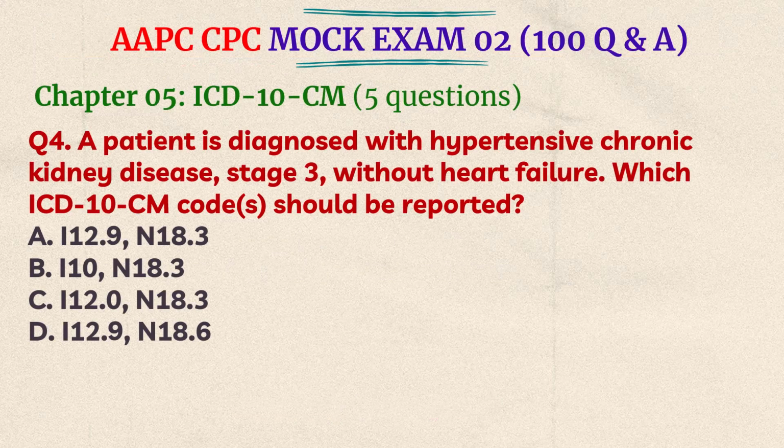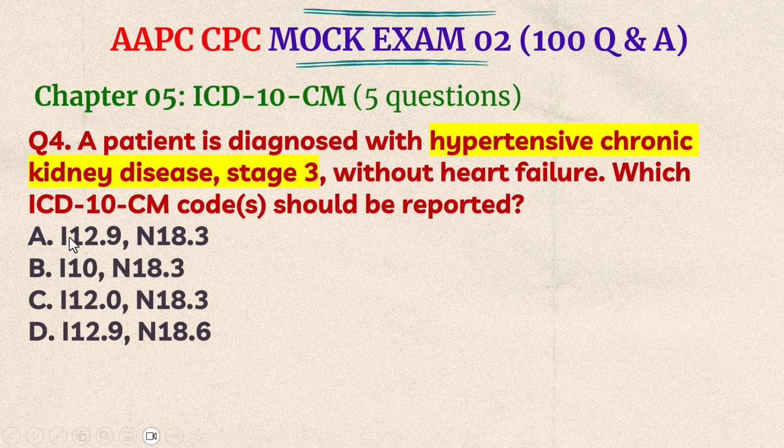Question number 4. A patient is diagnosed with hypertensive chronic kidney disease, stage 3, without heart failure. Which ICD-10-CM codes should be reported? So there are 4 answers available. Take your ICD-10-CM code book and find the answer. Here you have to highlight this is hypertensive chronic kidney disease stage 3. When you look at the answers, each answer has 2 codes and all codes are adjacent codes. So you can use the elimination method to find the answer. So directly go to the code.